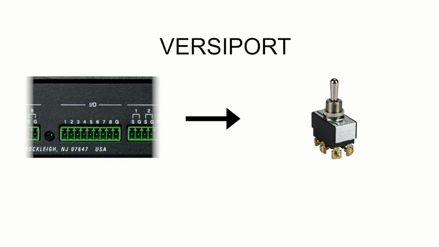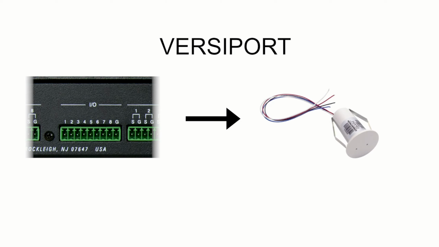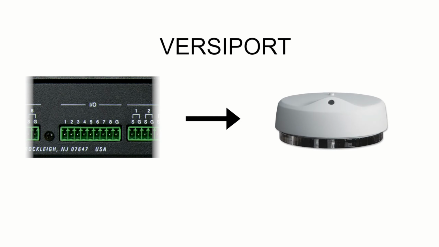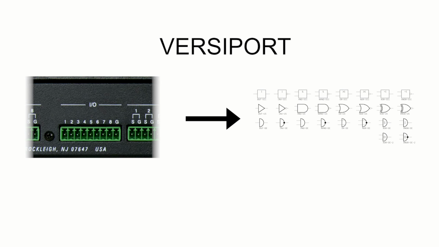The second type is the VersaPort. The VersaPort does everything a normal digital input can do, as well as being able to read an analog voltage between 0 to 10 volts DC. This can be used in conjunction with a third-party sensor, such as a temperature sensor or a photocell. The VersaPort can also act as a TTL, or transistor-transistor logic switch. TTL devices are sensitive to a voltage change and are quite common in industrial controls.